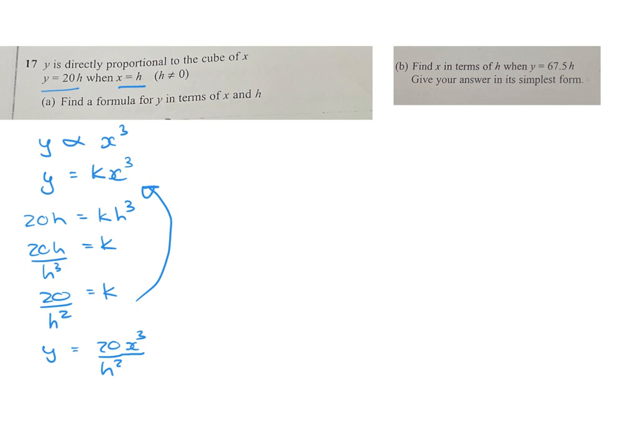Second part of the question then, find x in terms of h when y equals this. So we have a value for y. We have our equation here, which we know is y equals 20x cubed over h squared. And we know this time that y is equal to 67.5h, rather. Okay, that's written up here. And that is equal to 20x cubed over h squared. It looks nasty, but we can work it through.